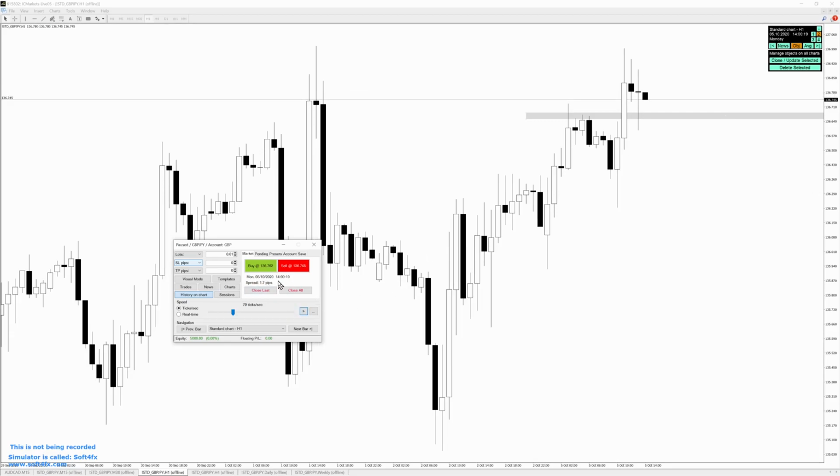So the 1 hour candle has closed. You can see how the 1 hour candle closed. It closed as a bearish doji candle. So there's no confirmations at this point.